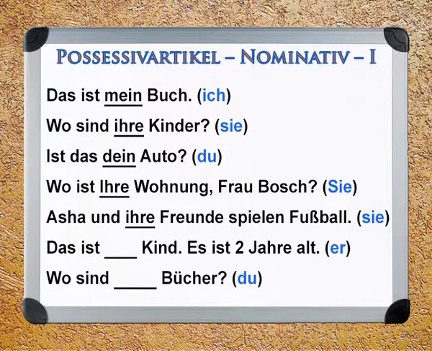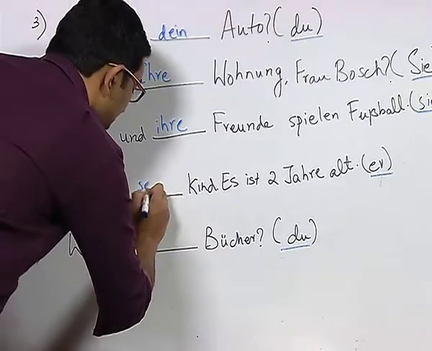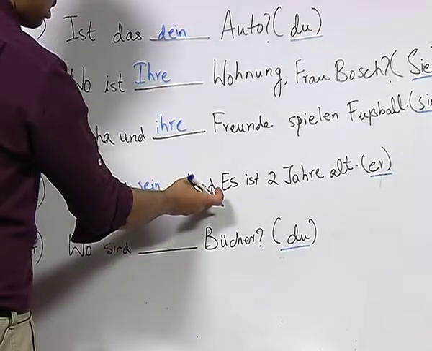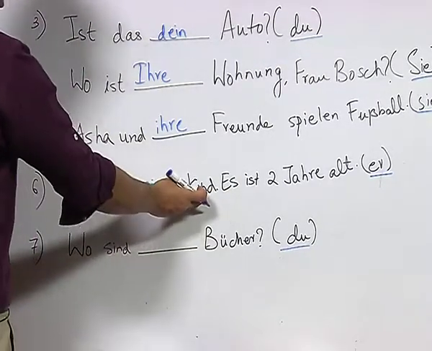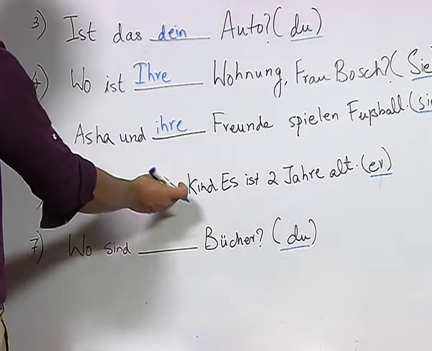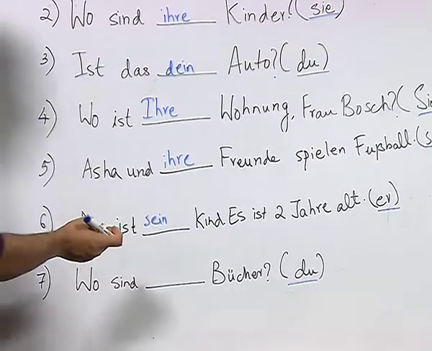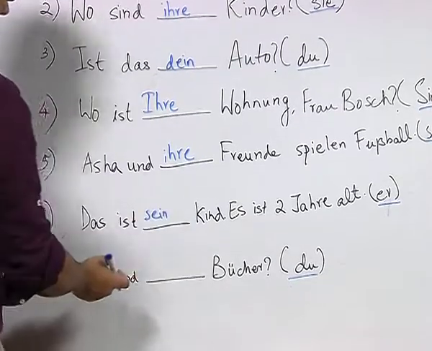Now, let us look at question number 6. Das ist Kind, es ist 2 Jahre alt. And if you look at the bracket, we have the pronoun which is the masculine pronoun in third person, and you know that the possessive article for the masculine pronoun is sein, and there is no ending for this possessive article because the article for the noun is das Kind, and as you know, for neutral gender as well as for masculine gender, there are no endings for the possessive article.